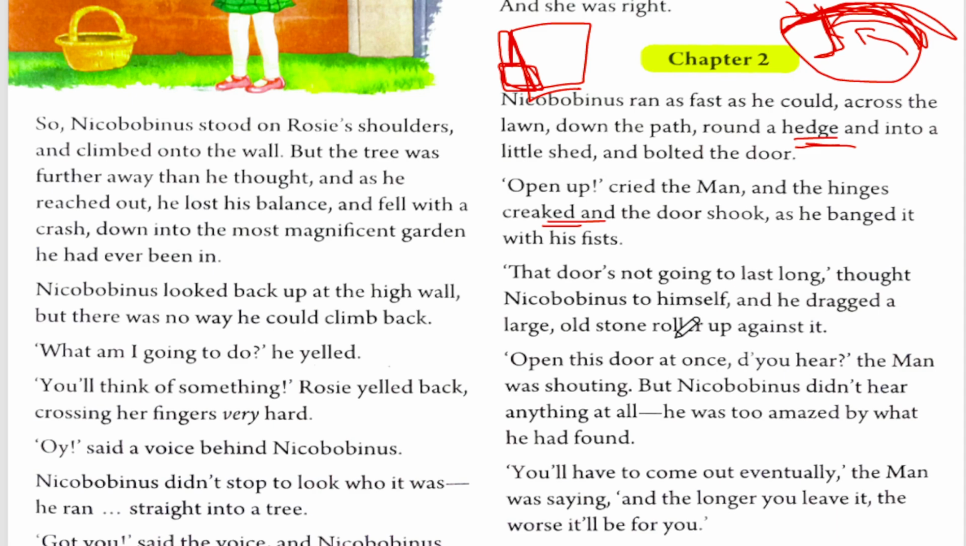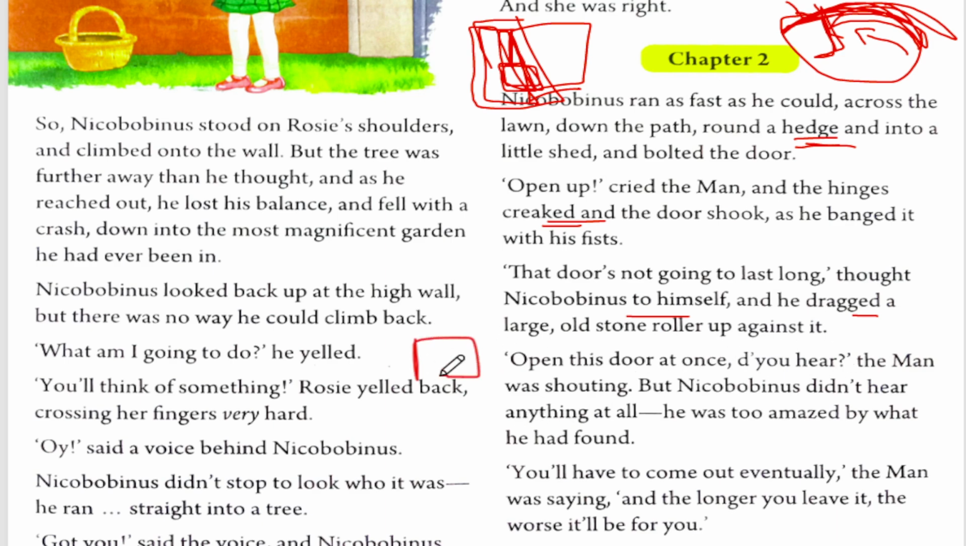"That door's not going to last long," thought Nicobobinus to himself. Now, Nicobobinus understood very well that this rusty door and these rusty hinges would not give him security anyway, because at any moment the door might be broken by this strong man. So he is not at all secure behind this door. He dragged a large old stone roller against the door.